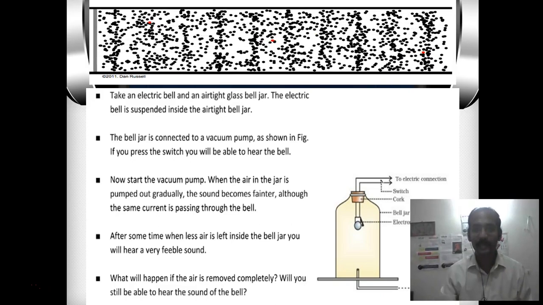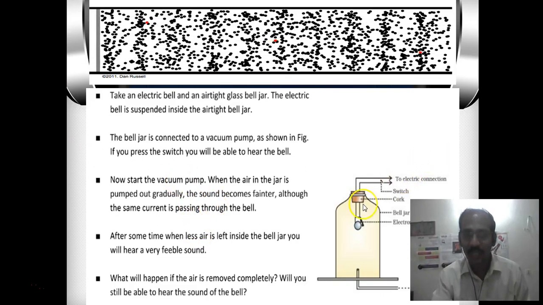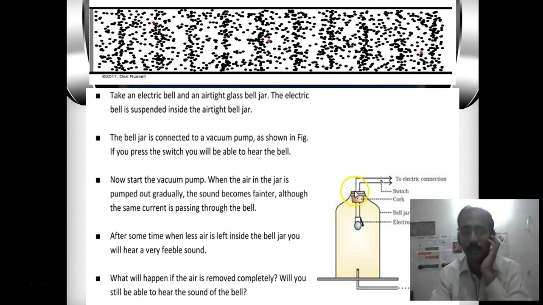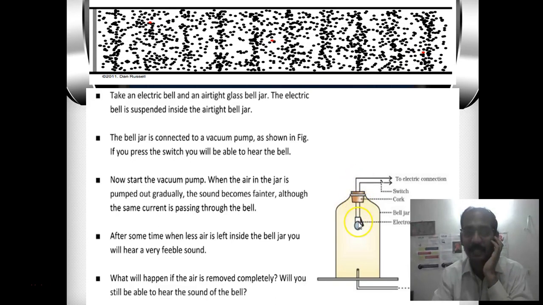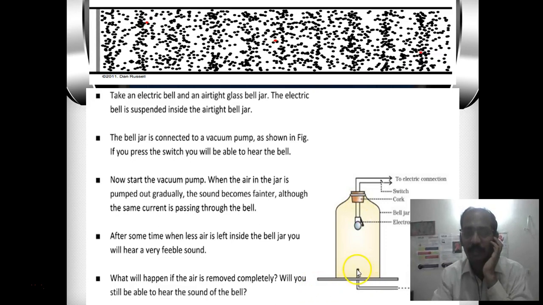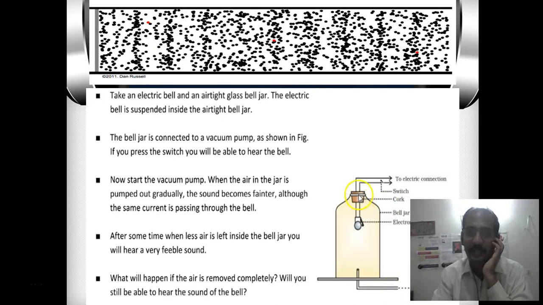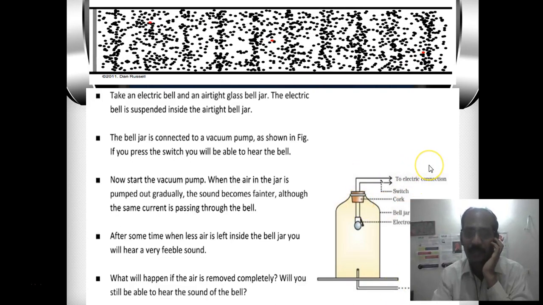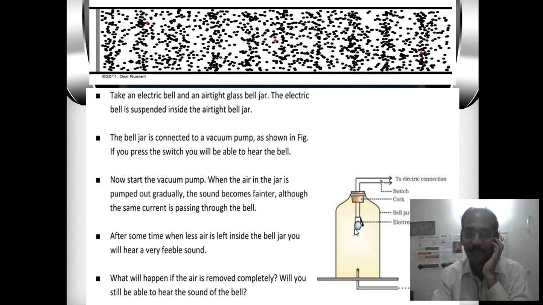In this bell jar experiment, take a glass jar, cut the top end, put a rubber cork on it, and through the rubber cork, place an electric bell inside. At the bottom of the glass jar, place the vacuum pump. Now, connect this electric bell to the power supply. Switch on. We are observing the bell ringing.